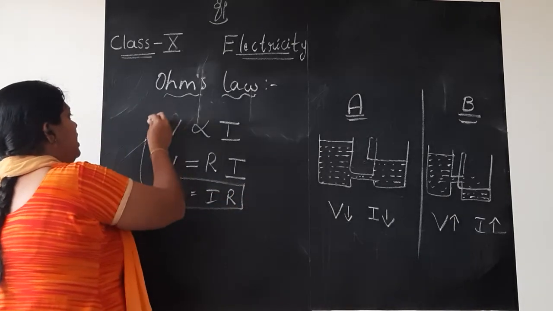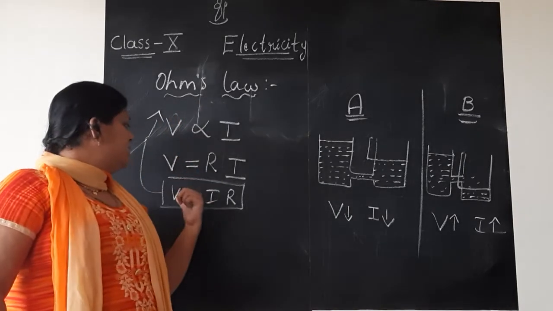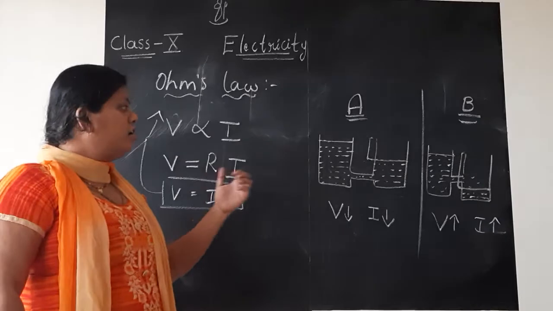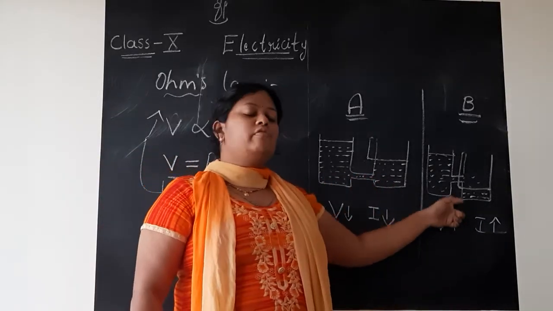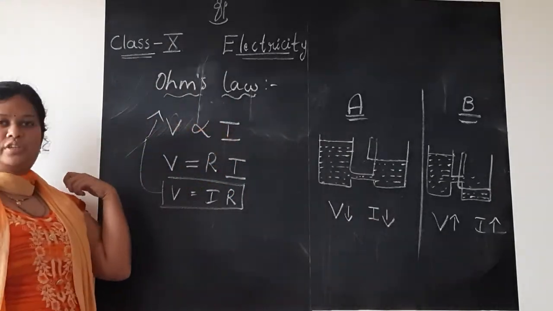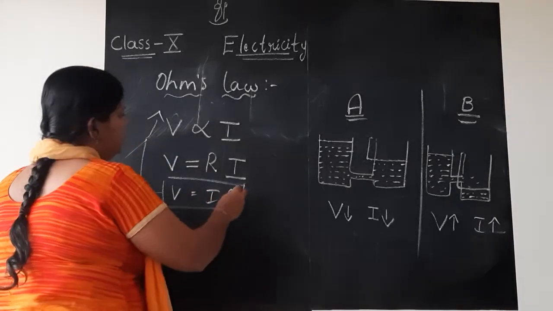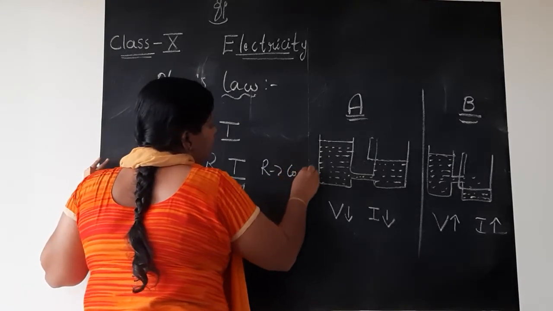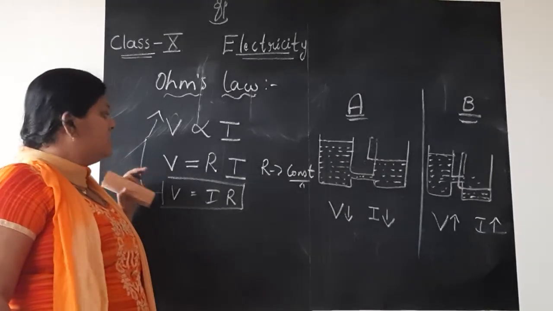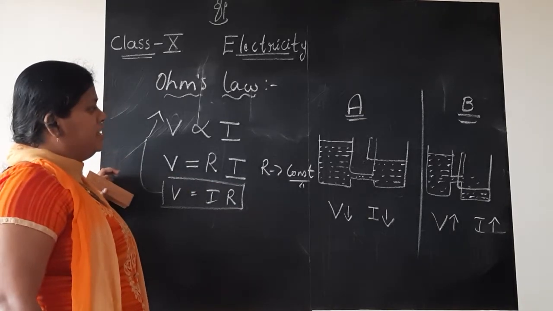What we got is the mathematical representation of Ohm's law. Ohm's law is V is equal to I into R. This is the mathematical relationship. How did we get this? By this experiment we understood that when voltage increases, current increases. Voltage decreases, current decreases. Means we can write V is proportional to I. To remove the proportionality symbol, we put an equal to sign and introduce the symbol R, which is constant. What is R? We know it is the resistance of the substance. So R is the resistance. This is the mathematical representation.